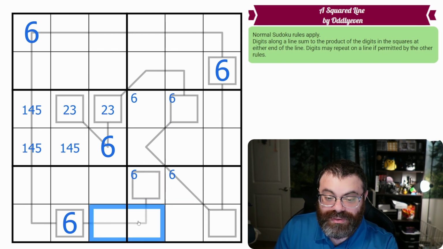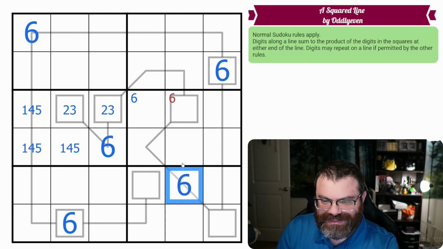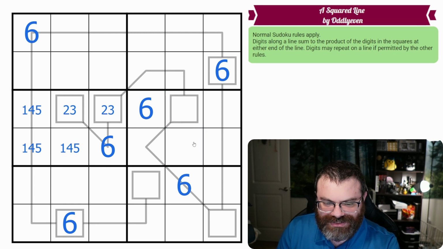And as we just saw, it takes more than one row to add to 36. Certainly can't do it in 2 digits. So this is not the 6, this is the 6, and that's the 6. There we go. 6s are done.